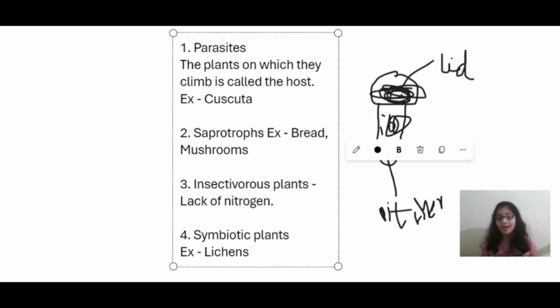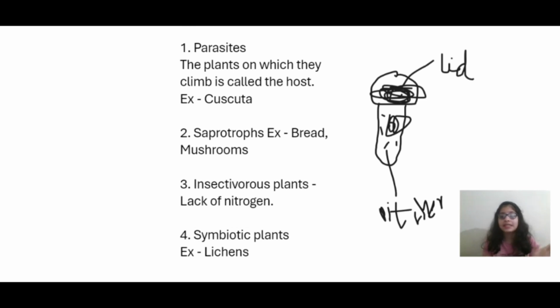There are many examples in symbiotic plants. The first one is lichens, alga, fungus, and now rhizobium. Rhizobium is an important bacterium which takes in nitrogen from the surrounding. Like, the plants cannot use the nitrogen directly from the surrounding. They can only use the nitrogen in their own form.